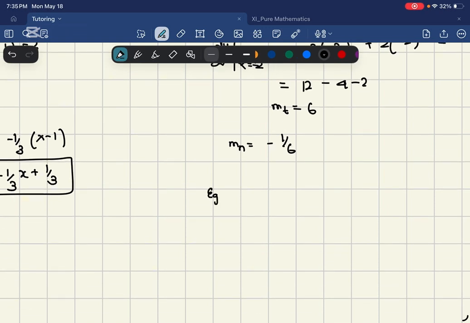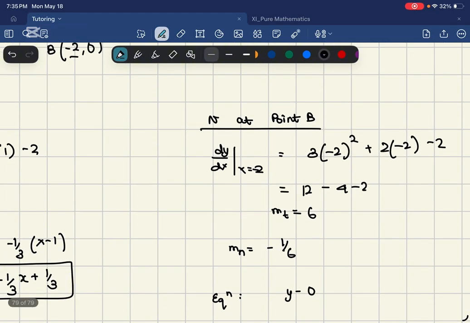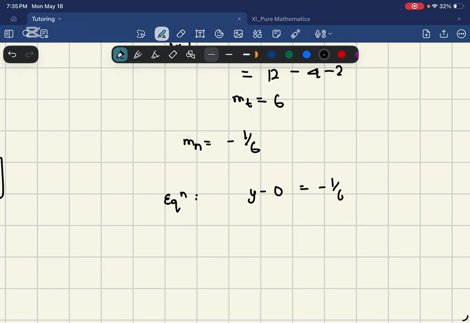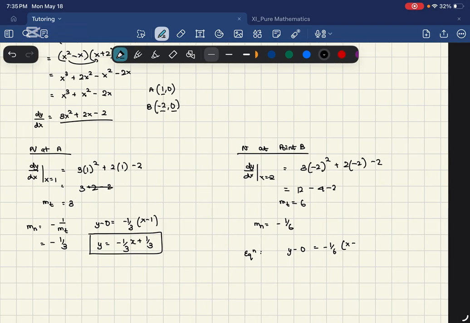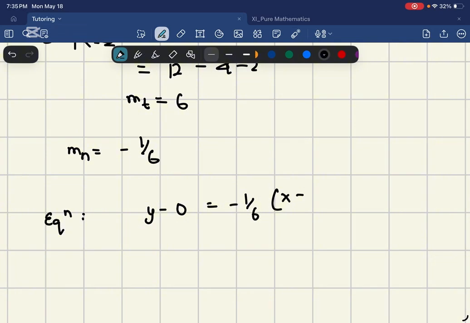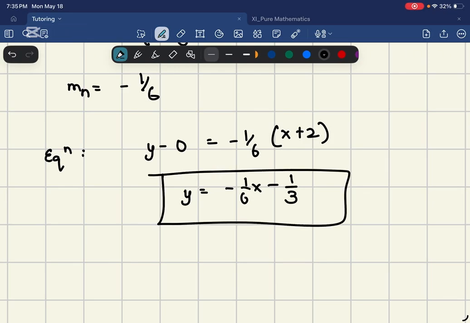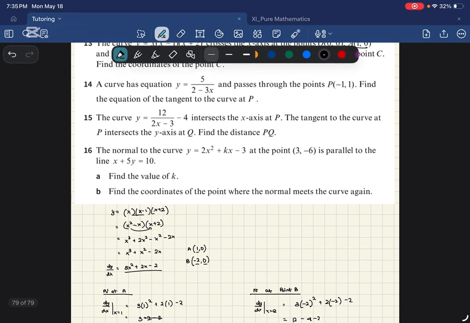So now the equation of the normal line passing through B is going to be y minus 0 again, because this is 0, is equal to -1/6 times (x minus x1), and x1 is just -2, so x plus 2. So y is going to be -1/6 x minus 1/3. So that is the equation of the normal line passing through B. Okay.